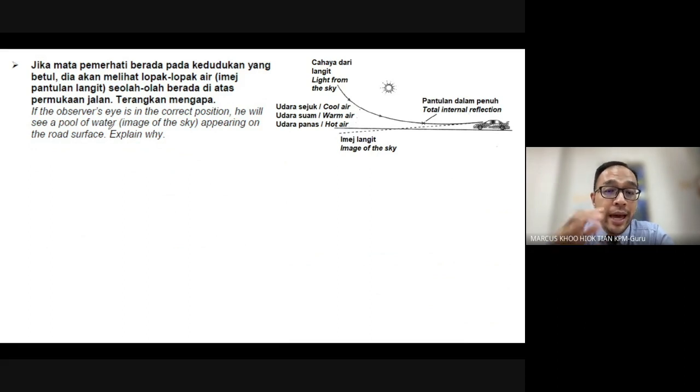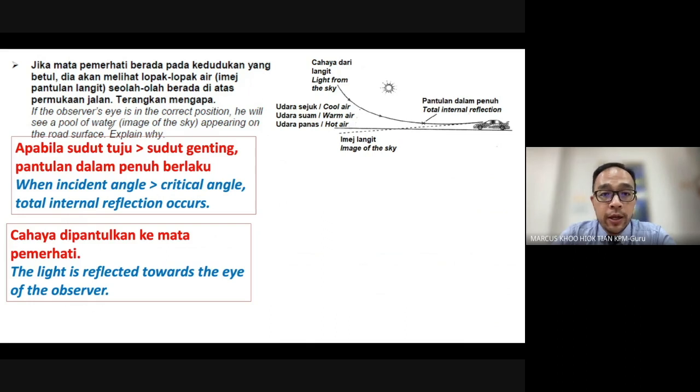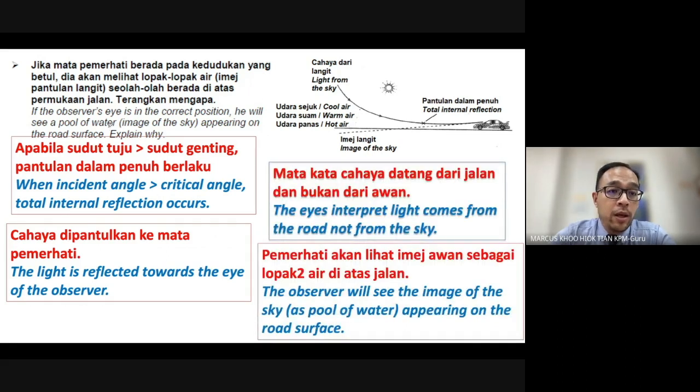Okay, so this is the actual explanation. I think the black book also gives us this. Okay, 1, 2, 3, 4. Incident angle bigger than the critical angle, total internal reflection occurs. Point number 2, the light is reflected towards the eye of the observer. Point number 3, the eyes interpret the light coming from the road and not from the sky.